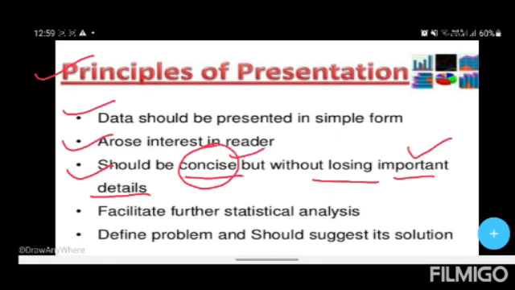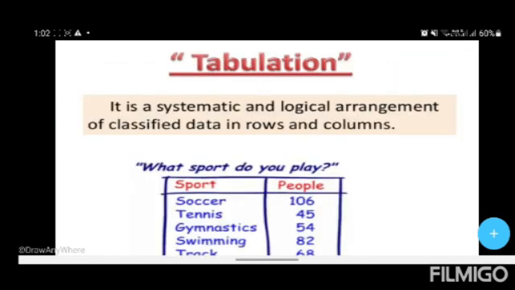The data should be presented in such a form that it should facilitate further statistical analysis, and the presentation should be such that it defines a problem and also suggests its solution. So first of all, we have tabulation, under which the data is presented in the form of a table.